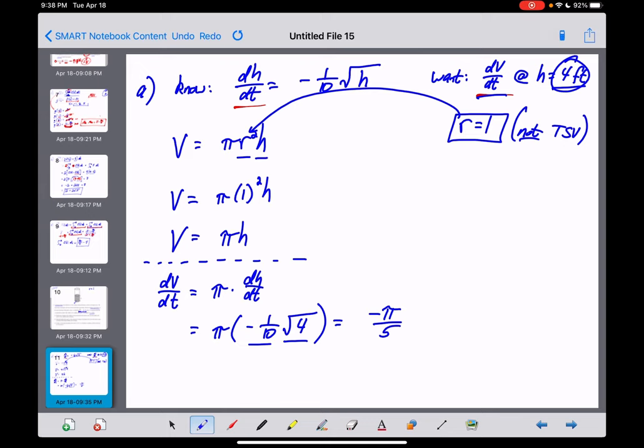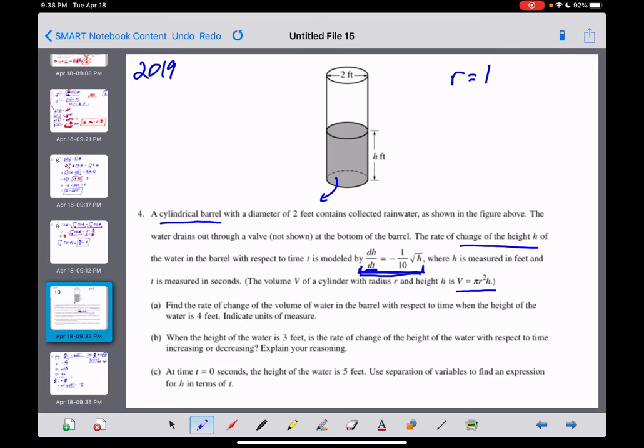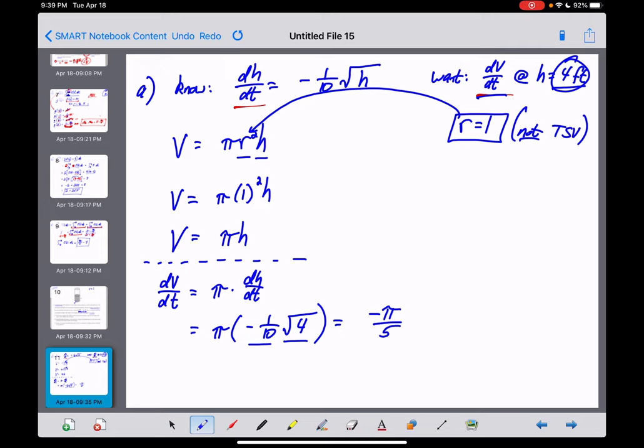So for volume in this problem, let me go back and check here. I think it says that h is measured in feet, t is measured in seconds. So volume would be cubic feet. All right, that's what's going on here for dV/dt. So cubic feet, and time was being measured in seconds. So that would be our answer for part A: negative pi over 5 cubic feet per second.